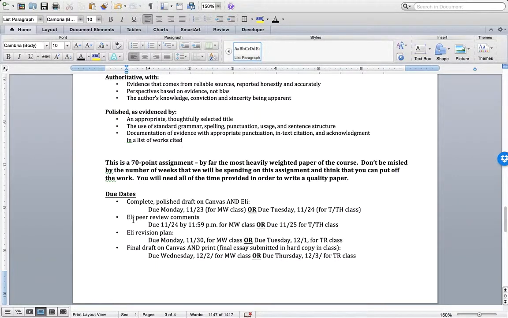We're going to be working in Eli for peer review and a revision plan for this paper, and also the final draft will be coming in a week before we end the class for Christmas break, or the end of the fall semester. Okay, so I see I left out the 15 on these dates here, but it would be December 2nd, December 3rd. That's a week before our final class meeting for this semester.